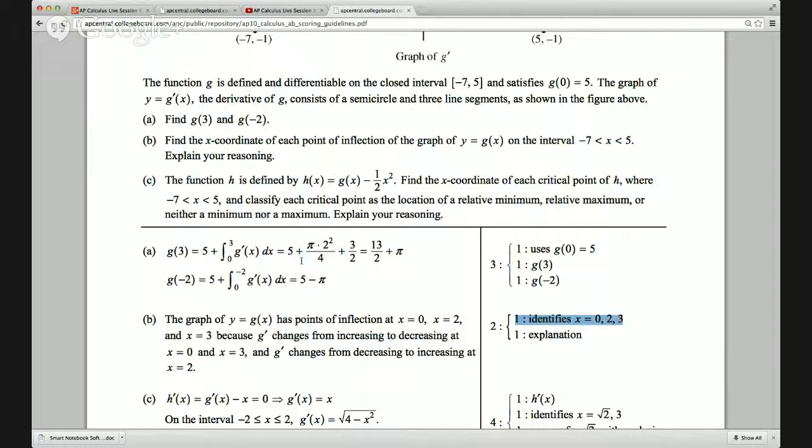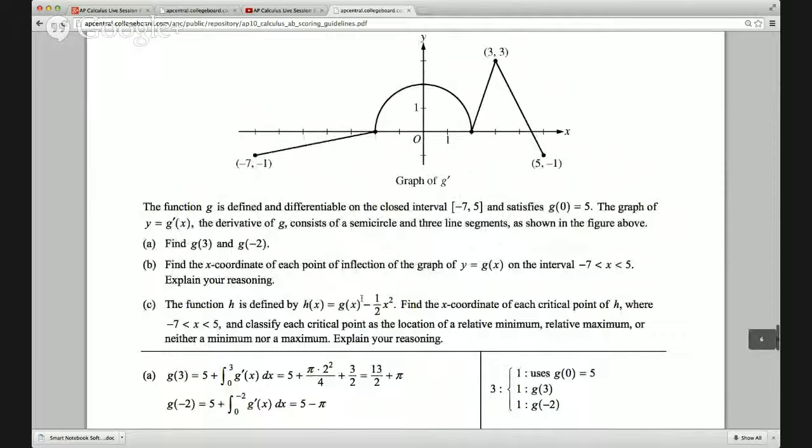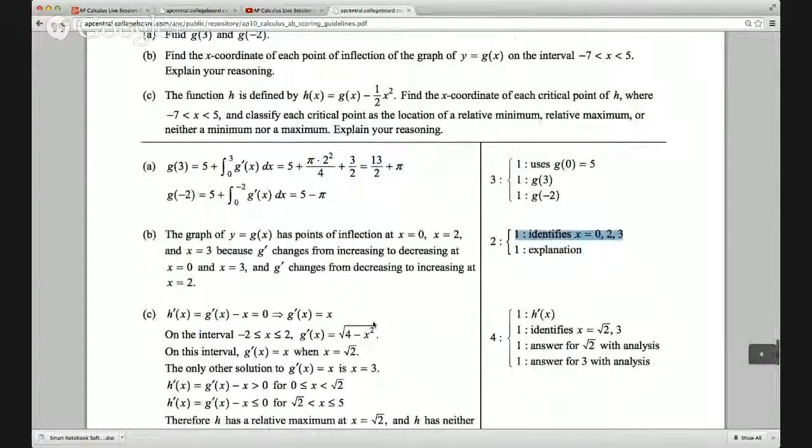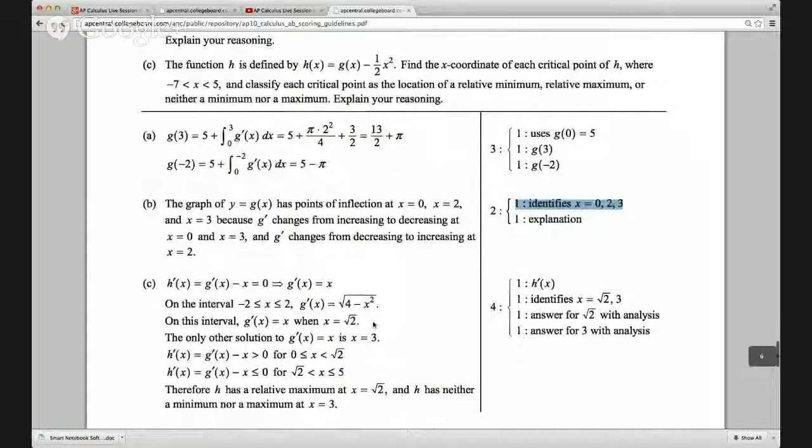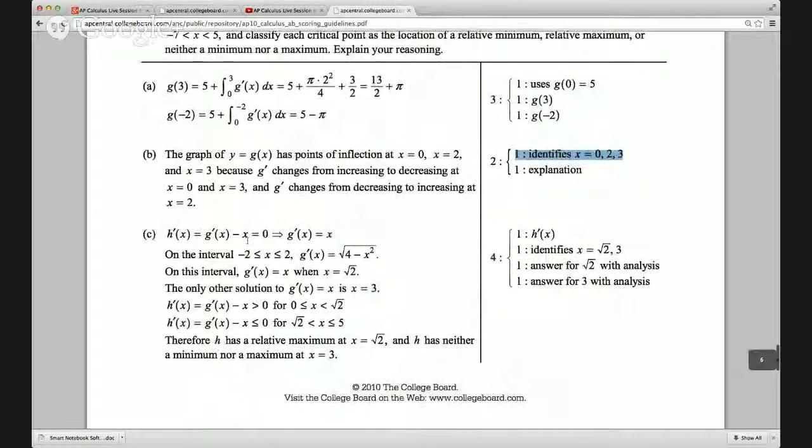Relative mins and maxes come from, or critical values, critical points, come from where the derivative equals 0. So I need the derivative of h. Well, lucky for us, we already have the derivative of g. It's right here. And when we're just subtracting, we don't really have to do anything special. We can just take the derivative of the first term minus the derivative of the second term. And this is a simple derivative. Multiply by 2, and then subtract 1 from the exponent. So our derivative here is g prime of x minus x.